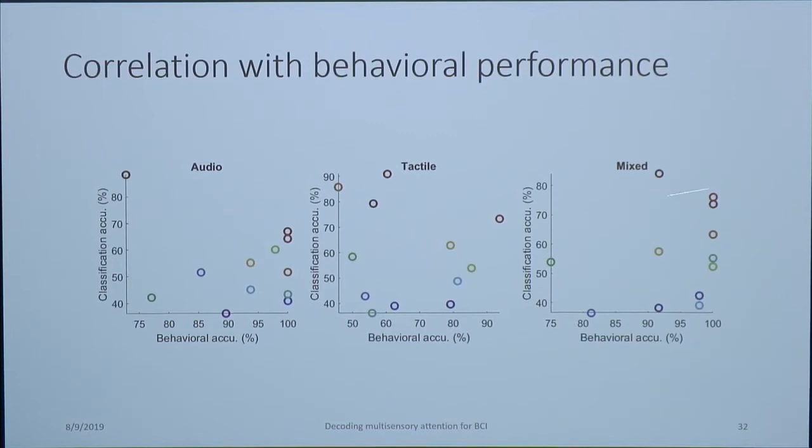So, to get to your question, there is one where the classification is around chance, the last dot on the right. It's around chance, even though their actual task performance was 97%. I think the fact that we have dots at each corner gives us all the combinations we can speculate.